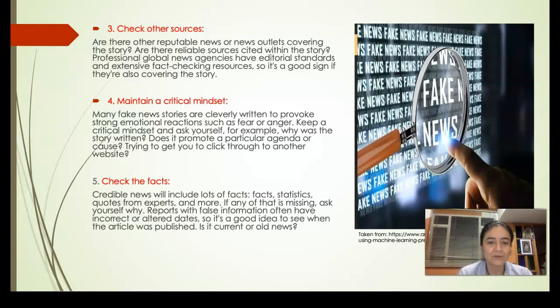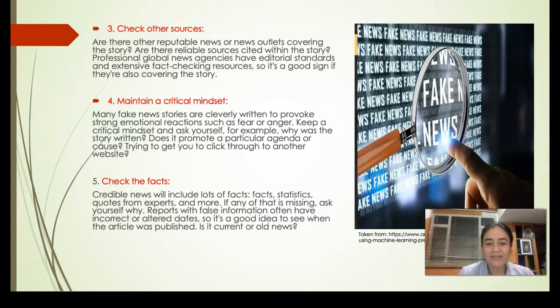The other tip is to maintain a critical mindset. Many fake news stories use clever writing to provoke a strong emotional reaction, such as fear or anger. Keep a critical mindset and ask yourself, for example, whether the story is written to promote a particular agenda or cause, or to get you to click through to another website. Is it clear? Okay, continue. The other tip is to check the facts.